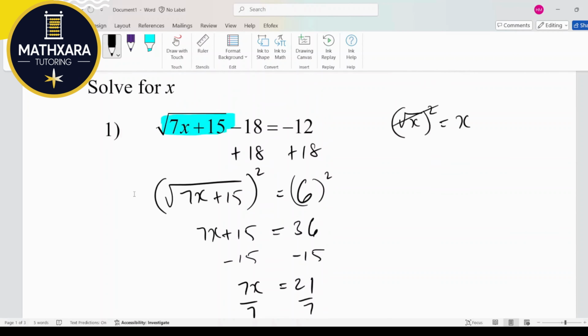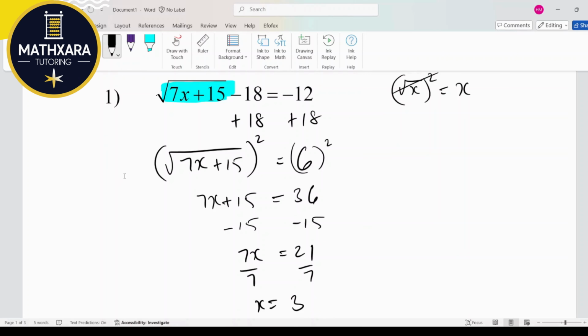Because of the nature of this equation, we know we cannot take the square root of a negative number, which will give us a complex or imaginary number. So we need to check our answer to see if this solution actually holds. So we're checking for extraneous solutions. We will check if x is actually equal to 3.